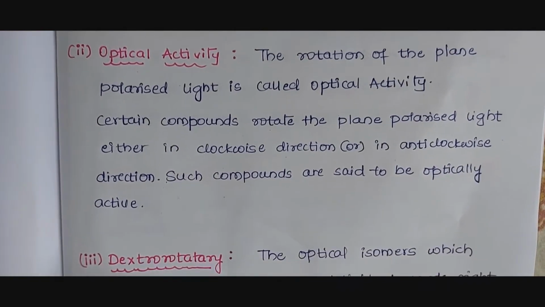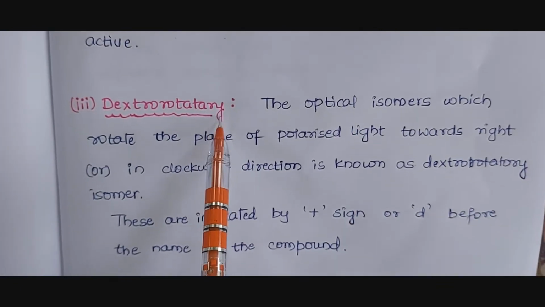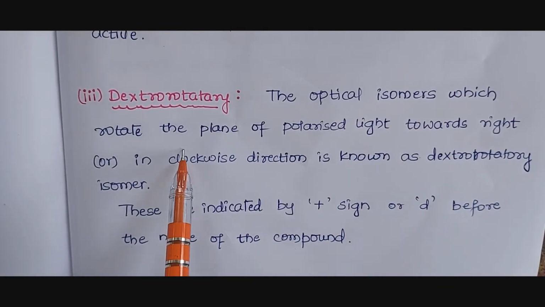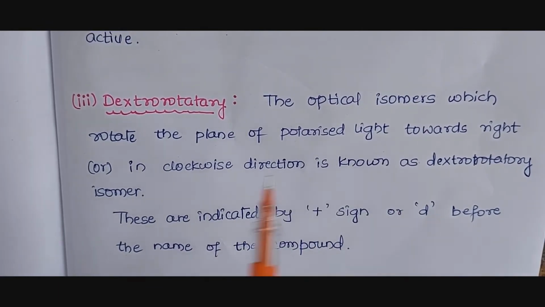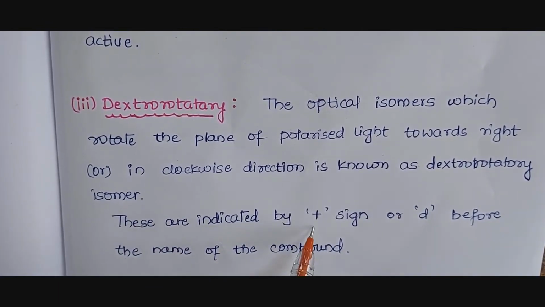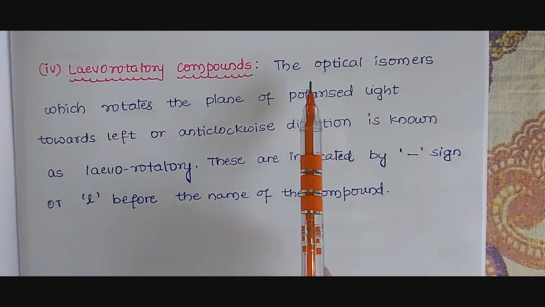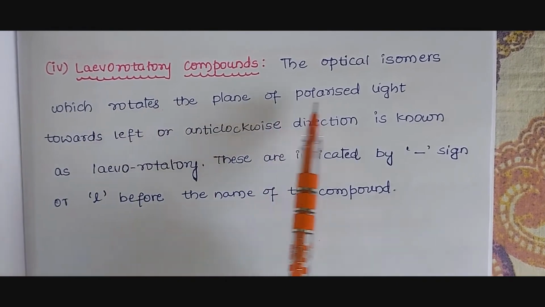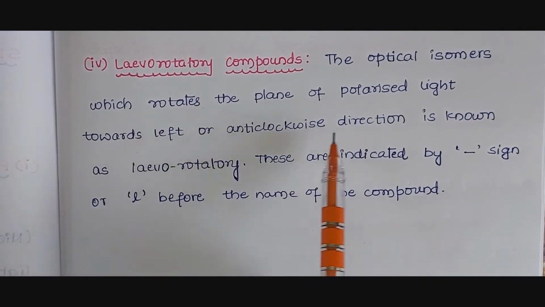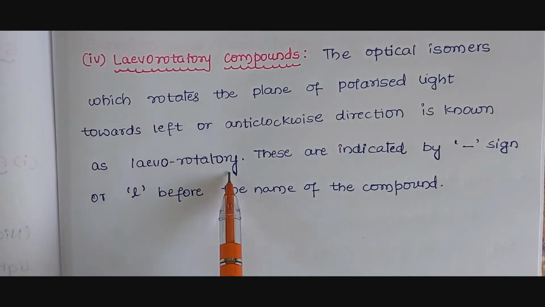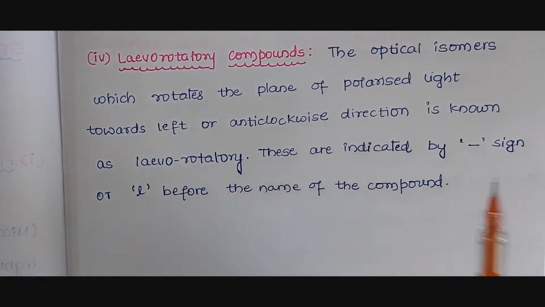Next is dextrorotatory. The optical isomers which rotate the plane of polarized light towards right or in clockwise direction are known as dextrorotatory isomers. These are indicated by a plus sign or D before the name of the compound. Next is levorotatory. The optical isomers which rotate the plane of polarized light towards left or in anticlockwise direction are known as levorotatory. These are indicated by a negative sign or L before the name of the compound.